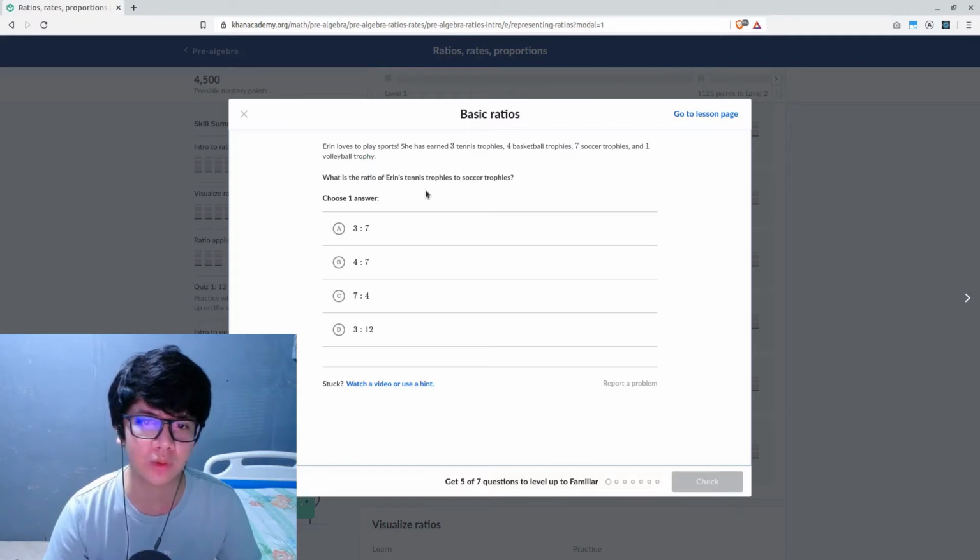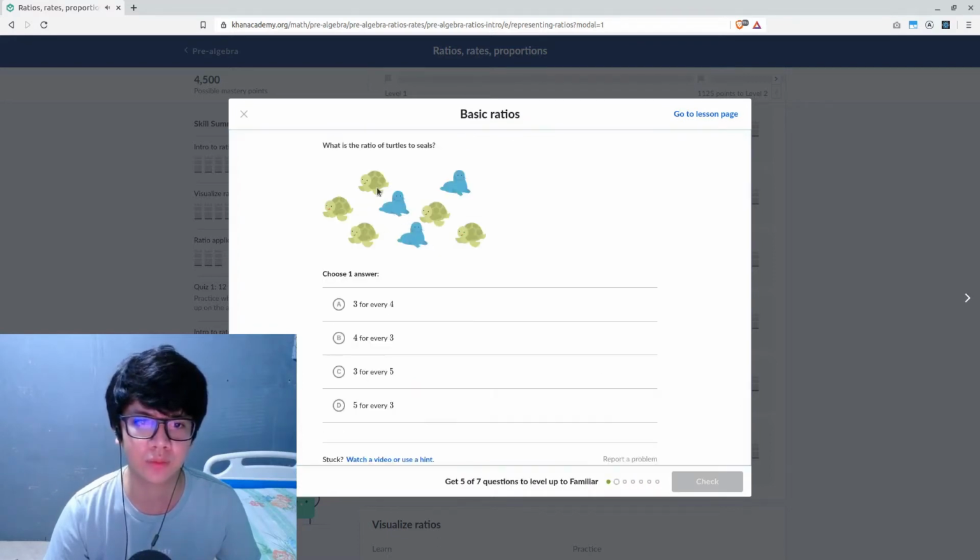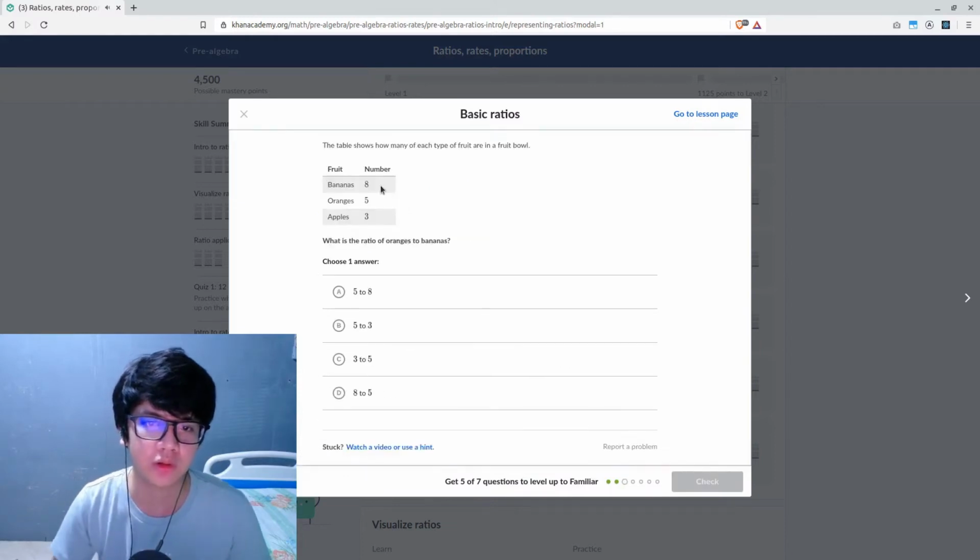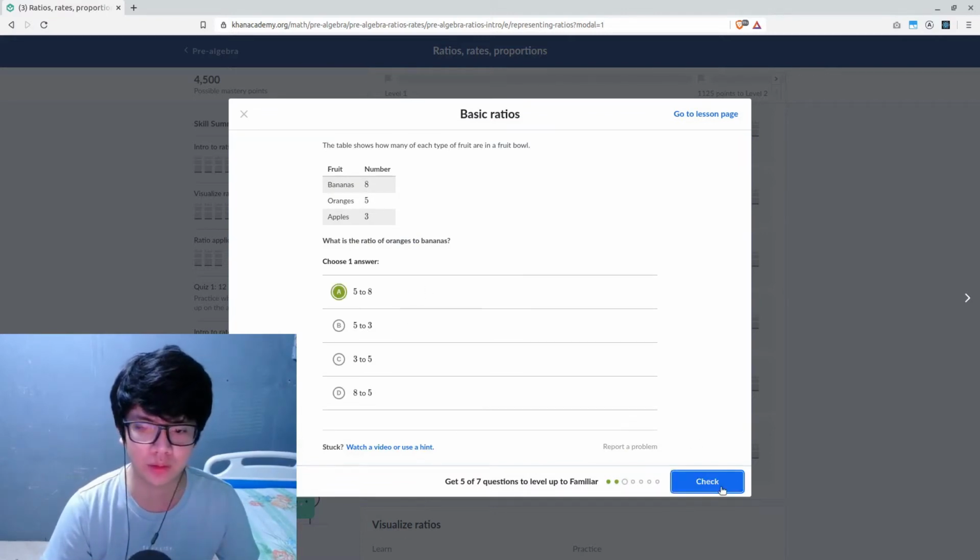What is the ratio of Aaron's trophies to soccer trophies? 3 soccer, 7. Turtles to seals. That's 5 to 3. The table shows how many of each type of fruit are in a fruit bowl. Oranges to bananas, 5 to 8.